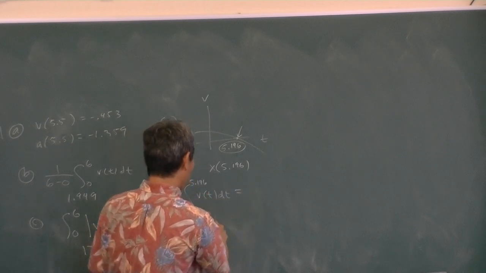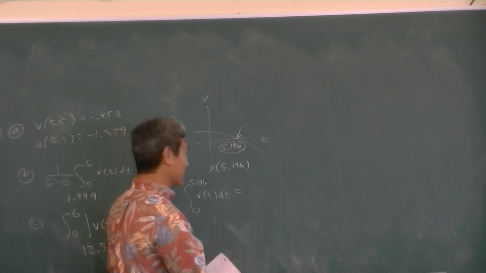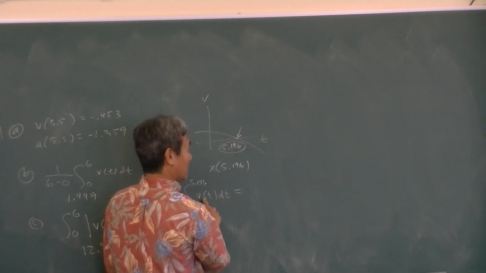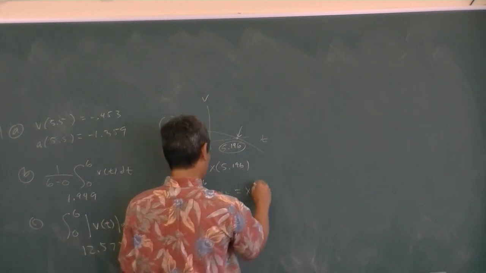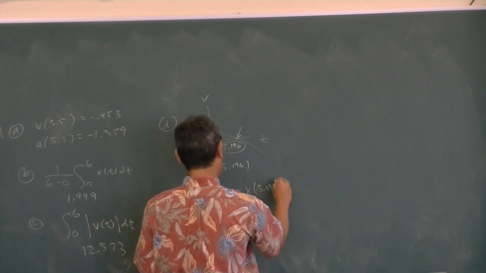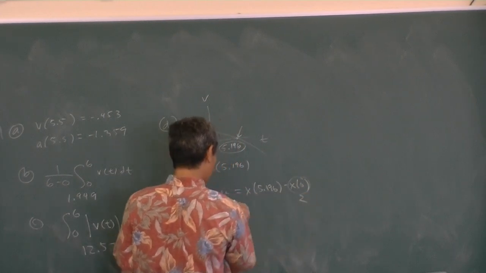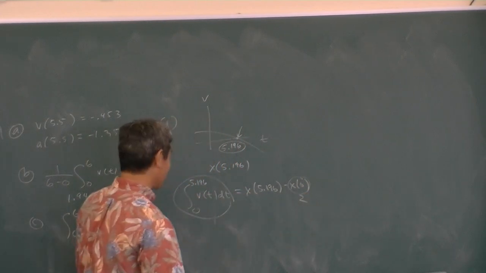So according to code red, this is just the fundamental theorem of calculus part 2. What is this equal to? What's the antiderivative of velocity? Position. Plug in the top, plug in the bottom, subtract. This is the fundamental theorem of calculus part 2. Hey, but this is 2. You can math 9 this on your calculator, right?